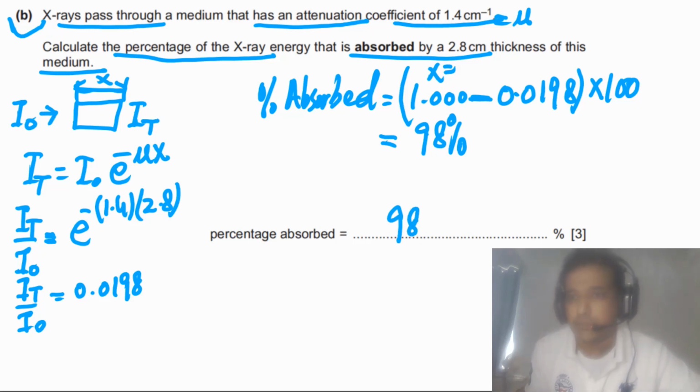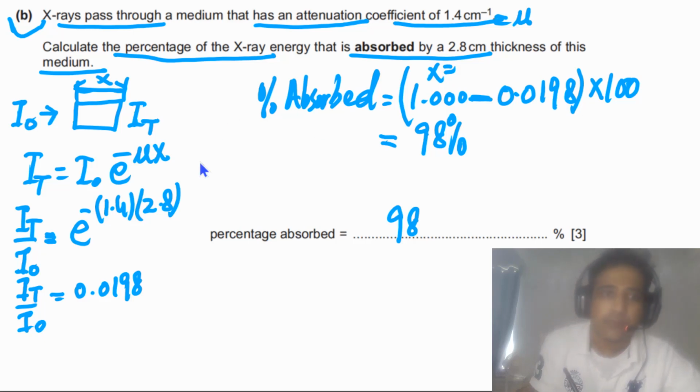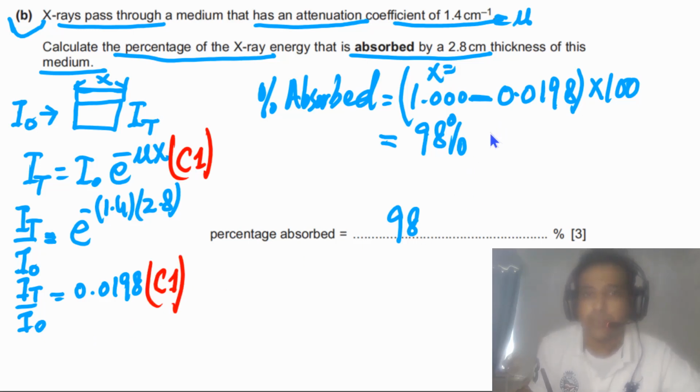And this question has 3 marks. The first mark you will get if you have written this formula, and the second mark you will get if you have got this value I t over I naught, and the final mark is the answer mark. If you got the right answer, you will get 3 marks.